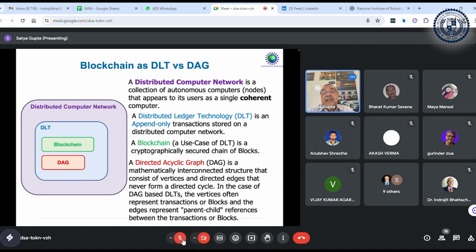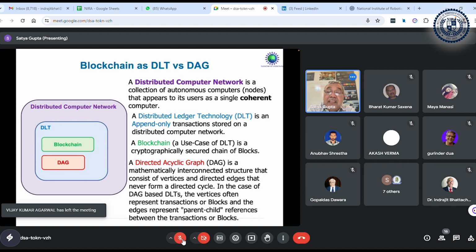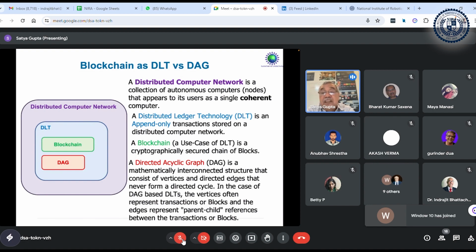Then there is a similar technology called DAG. You should know that. Nobody normally mentions it when learning about blockchain. Directed acyclic graph. It is a mathematically interconnected structure that consists of vertices and directed edges that never form a directed cycle. In the case of DAG-based DLTs, the vertices often represent transactions or blocks, and the edges represent parent-child references between the transactions or blocks. They can do almost the same thing that a DLT, like a blockchain, does.